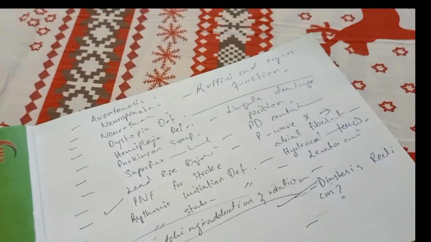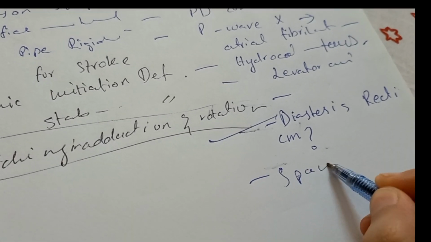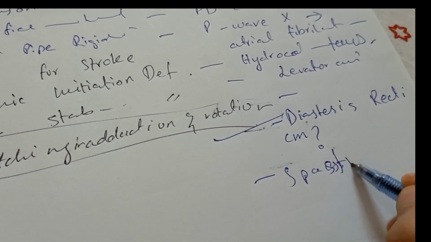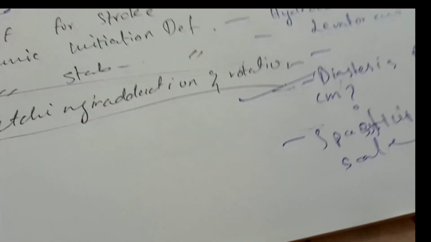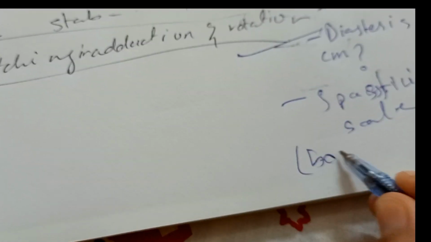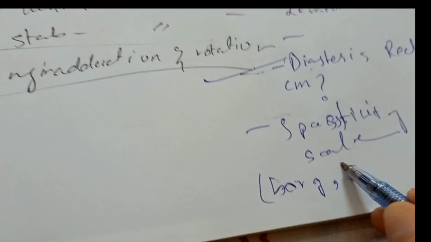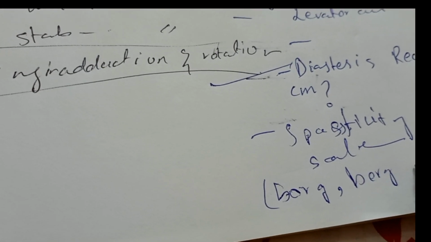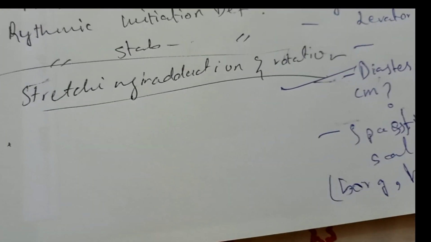Then scale to measure spasticity in pediatrics. What's the scale to measure spasticity in pediatrics? Spasticity scale. In pediatrics, how to measure spasticity? The options were BOG, Berg balance, motor development, and modified Ashworth scale.